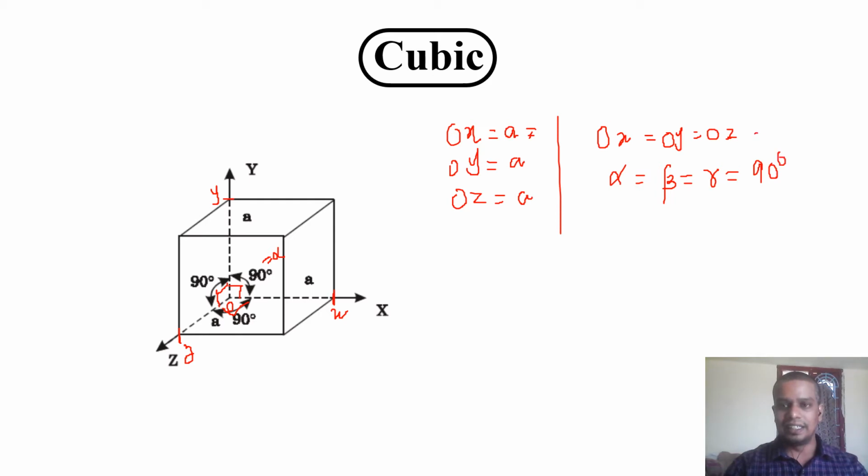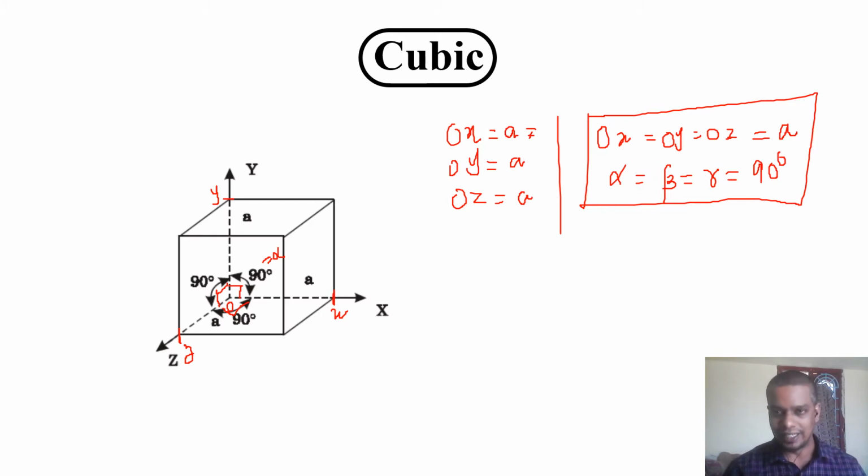Then the three intercepts Ox, Oy, Oz will be equal to a. So if it satisfies these 6 parameters, then we can call that type of crystal system a cubical crystal system.